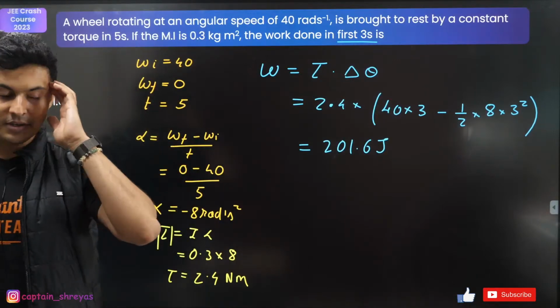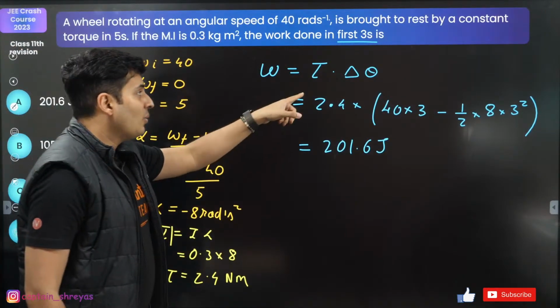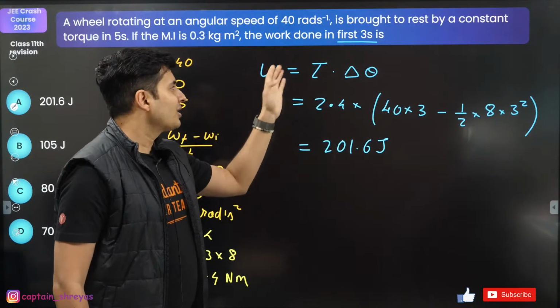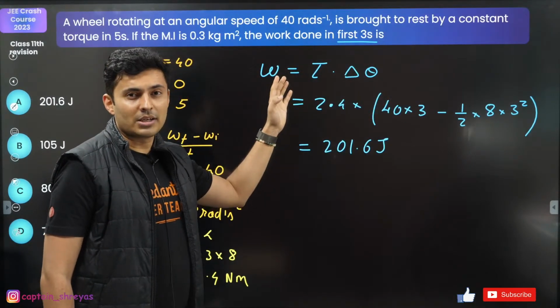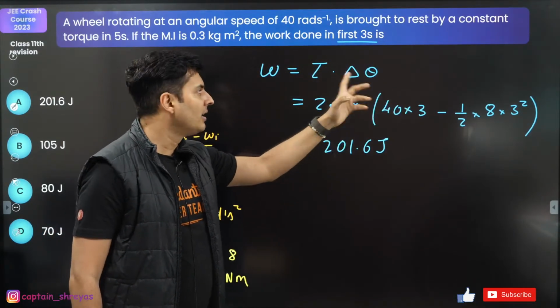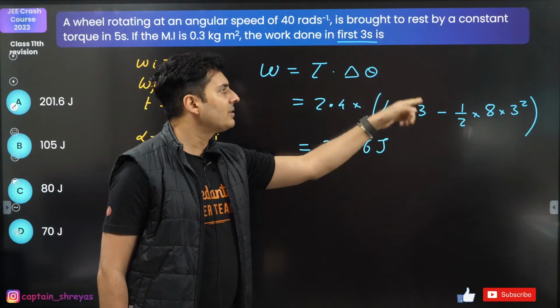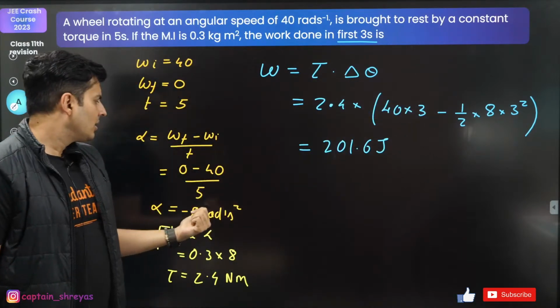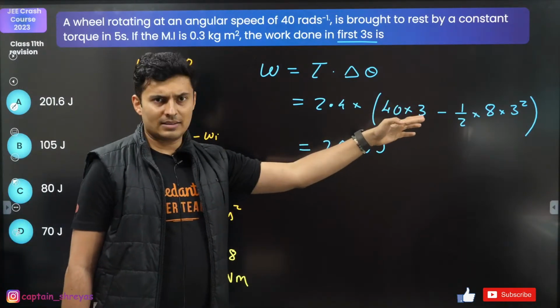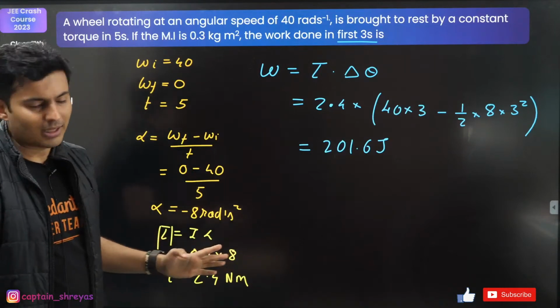Great if you got this answer. You understand why I found angular displacement? Because work is force into displacement. So in rotation it is torque into angular displacement. Angular displacement is ut plus half at square. Initial speed known, time 3 seconds, minus because it is retarding, alpha is the angular acceleration, into time square. As simple as that.